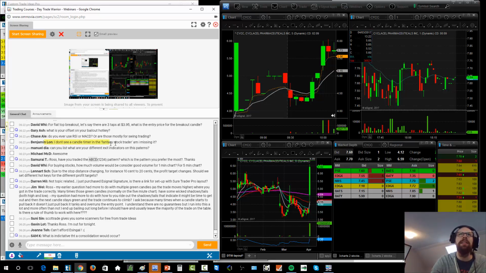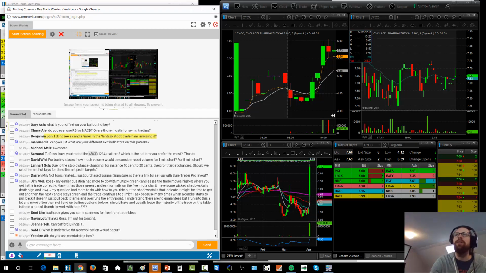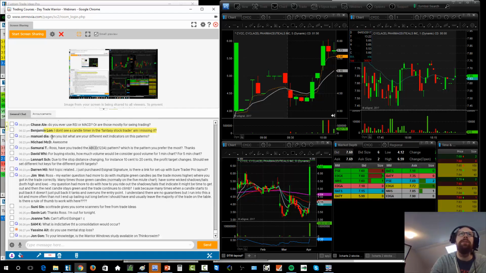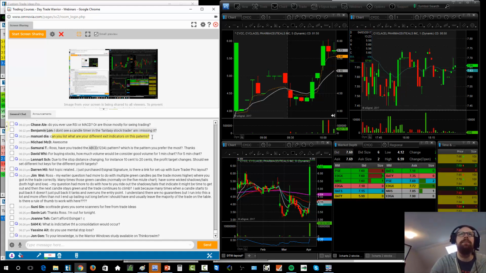Benjamin, there isn't a candle timer in Fantasy Stock Traders, but it is just the world clock, because every candle closes at the minute. So you could use any world clock to show you that. Manuel, I'll list all the exit indicators for these patterns when we talk about the strategies. That'll be in class 6.